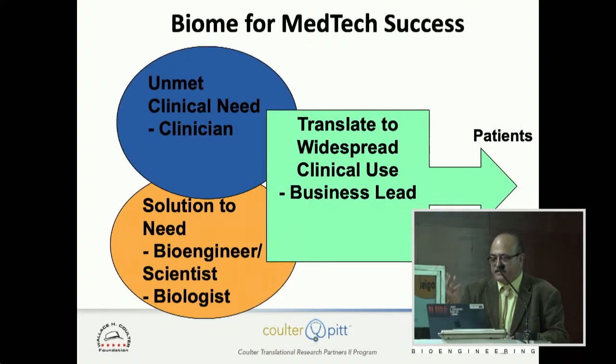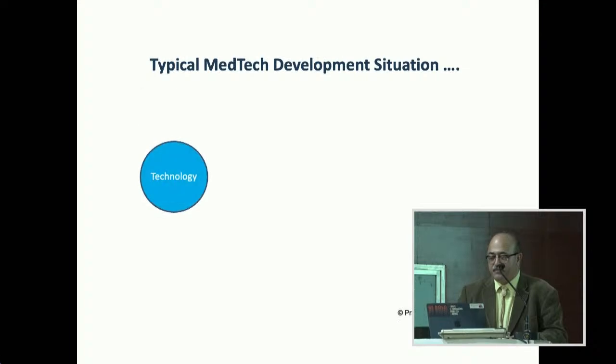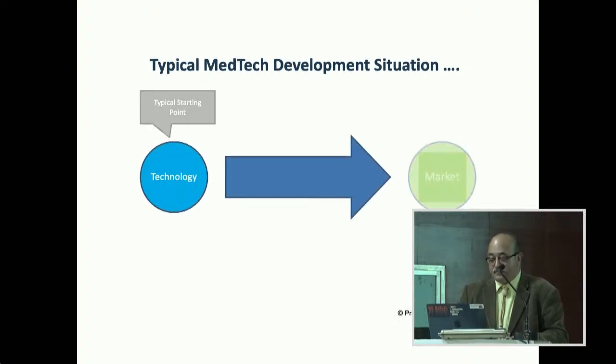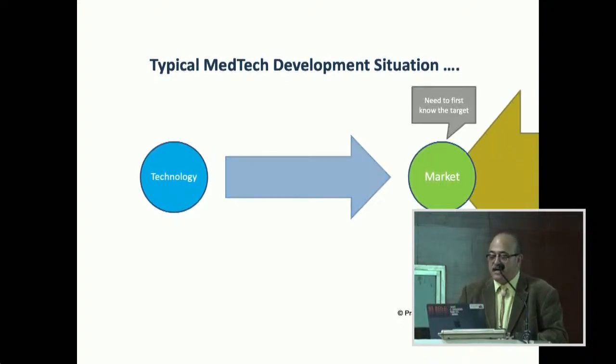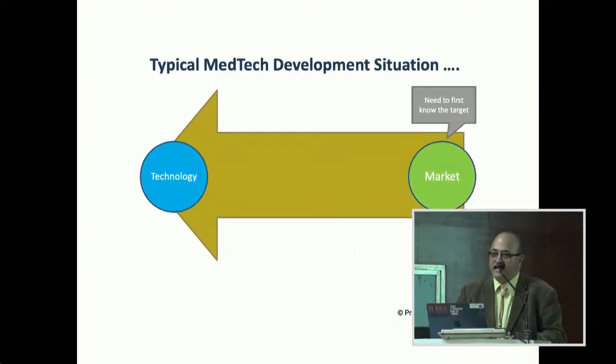So those 3 things have to be satisfied before we get it to patients. Typically, what happens is you have a technology, especially in academia, and they're trying to figure out which markets to get to. But what I've learned over the years is start backwards. Start with the end in mind. That's where the clinicians come in, saying what are the pain points. You guys have pointed that out.